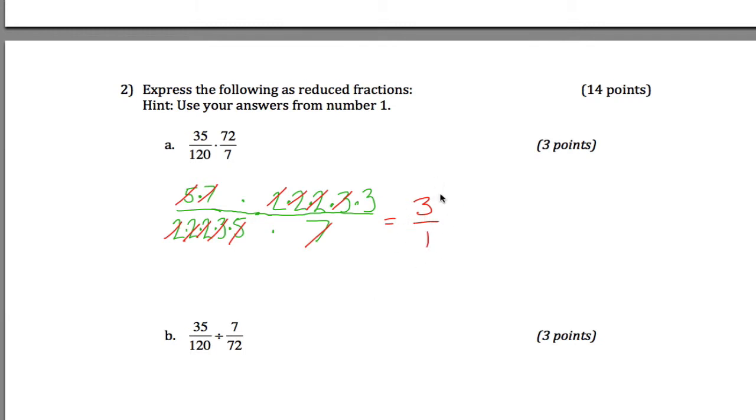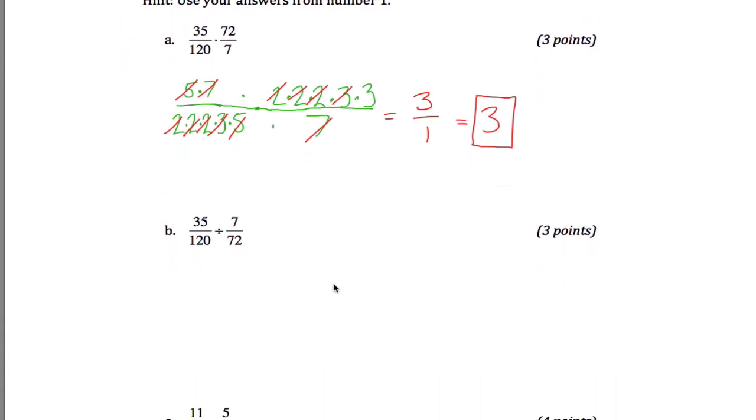So for your final answer, you could write 3 over 1, although typically when you have a fraction and you have 1 as the denominator, you don't even write it, you just write 3. So I would say that our final answer is just 3. The next problem looks a little bit harder. Turns out it's a little bit easier.